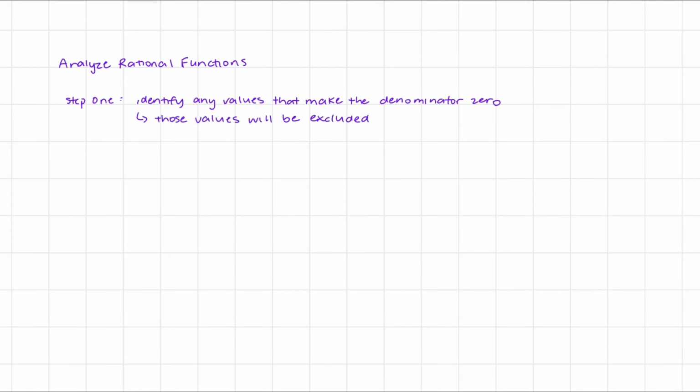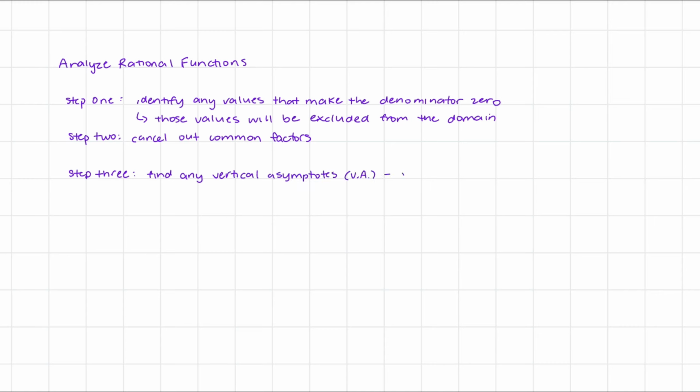Analyzing rational functions. First, identify any values that make the denominator 0. We'll use those to find the domain. It would exclude any values that make the denominator 0. Cancel out common factors between the numerator and denominator, and use that to find any vertical asymptotes. After simplifying, whatever's left in the denominator, set that equal to 0, that's the vertical asymptote.